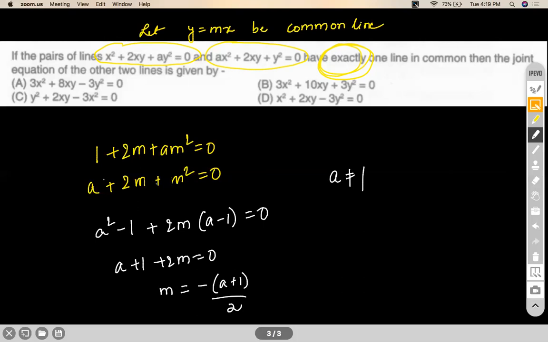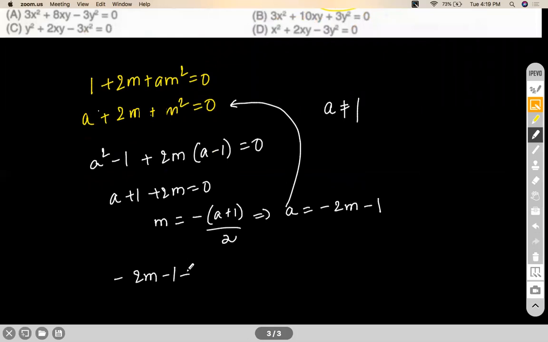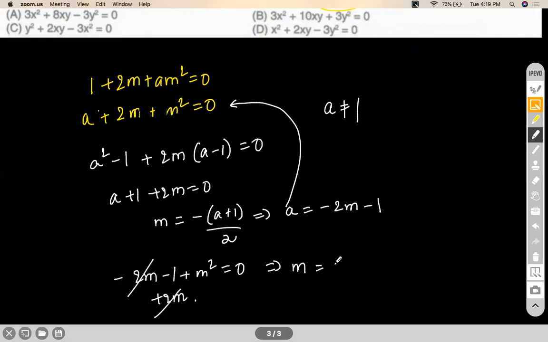Now, let's do one thing. From here, I can say a is negative 2m minus 1. Okay. Put it here. I'll get negative 2m minus 1 plus m square is equal to 0. Okay. Plus 2m was also there. So 2m minus 2m will get cancelled off, giving you m as plus minus 1.